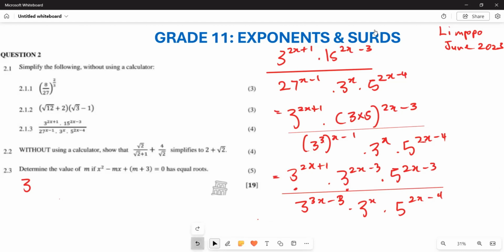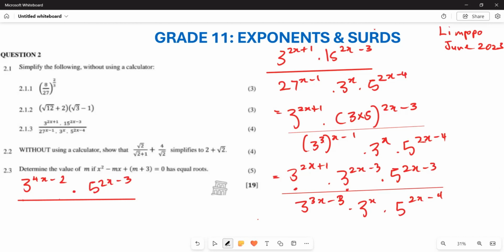Let's just write this very nicely. 3 to the power of 4x, and here this is going to be 1 subtract 3. 1 subtract 3 is the same as negative 2. So this is going to be negative 2. And then here your 5 is still going to be 5 multiplied by 2x subtract 3, right? Then this is going to be divided by this.